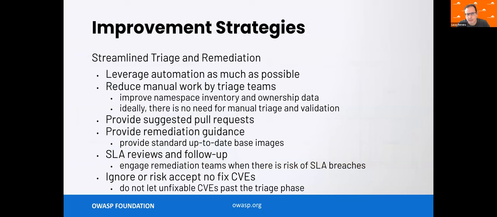Another improvement strategy was streamlined triage and remediation. So automate, reduce manual work, and provide suggestions to the remediation team so that they can easily go there and fix their stuff. Provide guidance, make sure that they know what to do. Start doing SLA reviews. So are they meeting the SLAs? If they're not able to meet the SLAs, what's going on? What kind of help do they need?